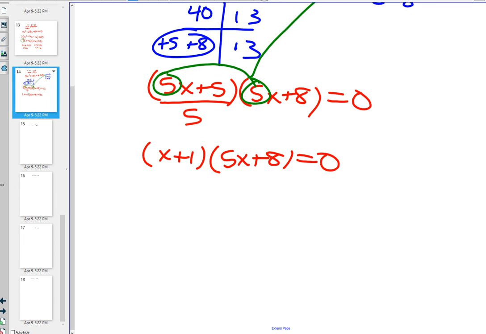So I can try to finish everything on time, I'll just do this quick. If I make these one equal to 0, this gives me negative 1. This gives me negative 8 over 5.